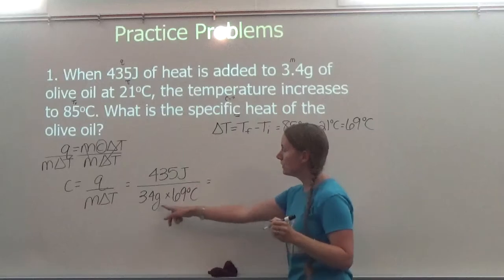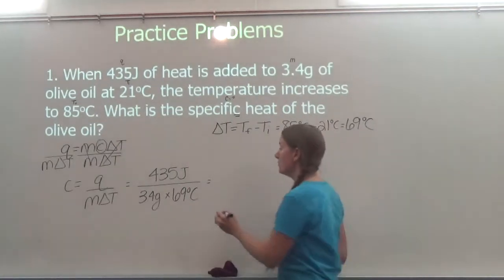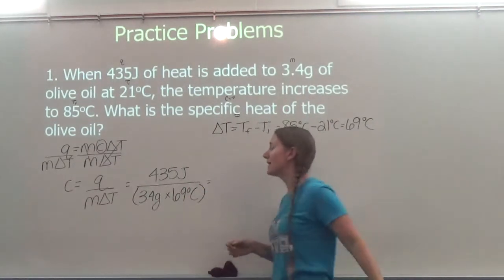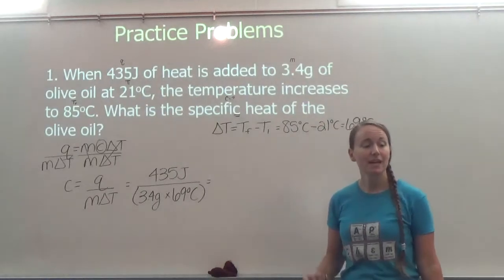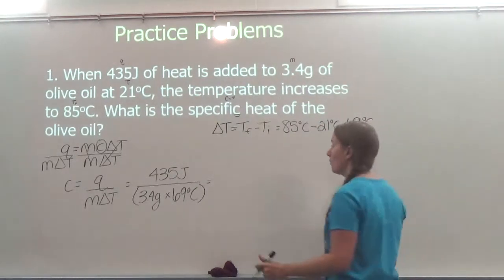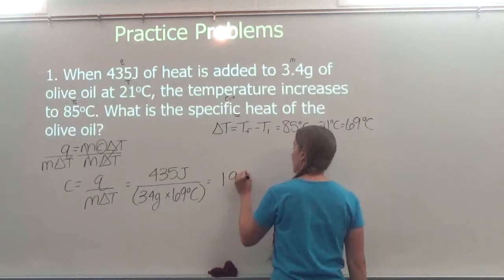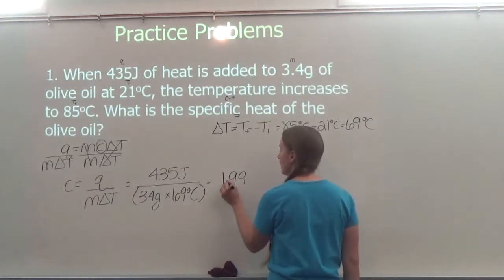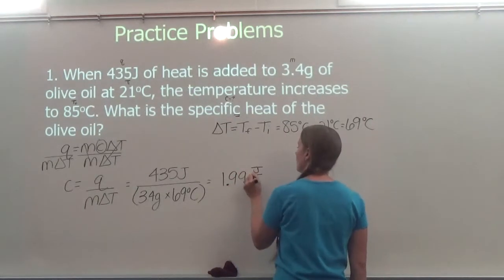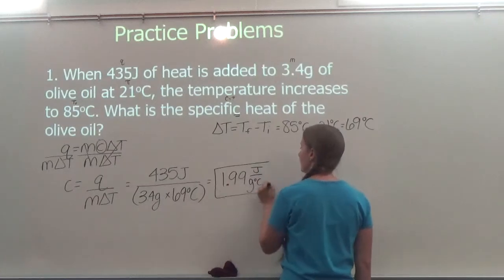Again, joules, grams, and degrees Celsius won't cancel. Since I have more than one number in my denominator, I'm going to put it in parentheses. When you solve, you should get about 1.999999. If you want to change it to 2, that's fine. And then I have joules over gram degrees Celsius, just like that.